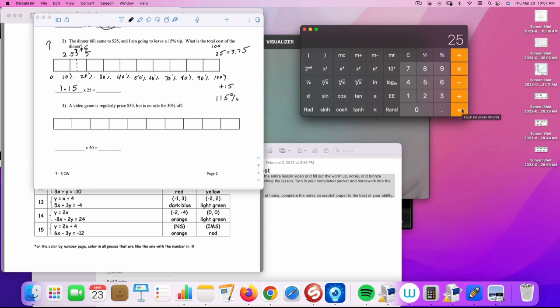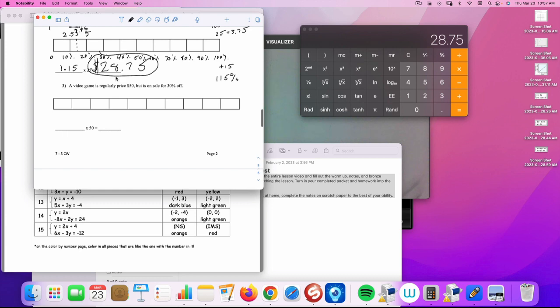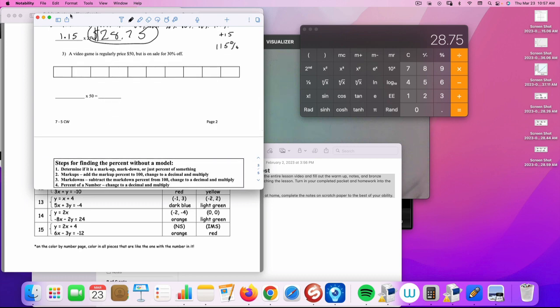Silent hand when you got it. Hadley, what's the answer? It should be 28.75, which is what we guessed it would be. So $28.75 is your answer. Okay, so that's another shortcut if it's a markup. I just add it to 100 and take the decimal.